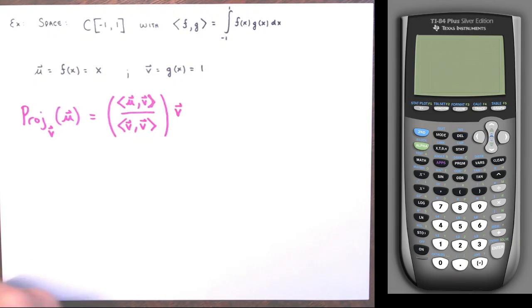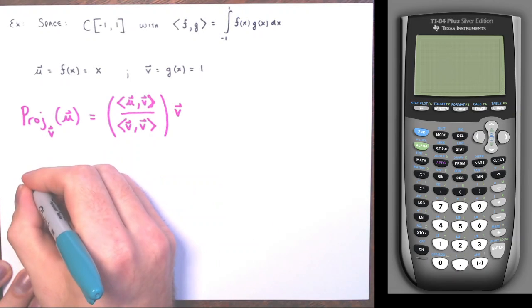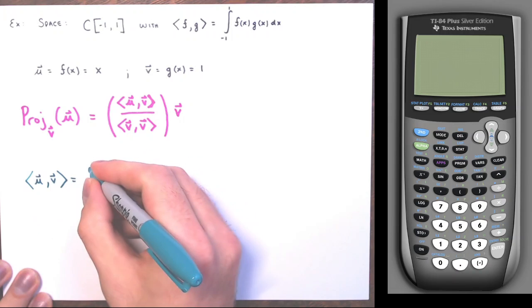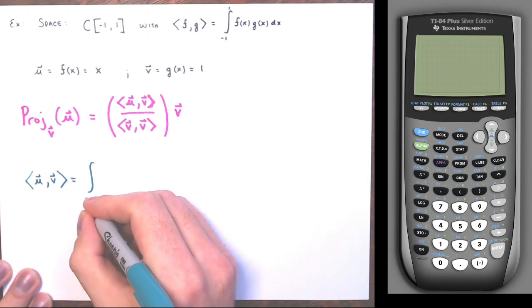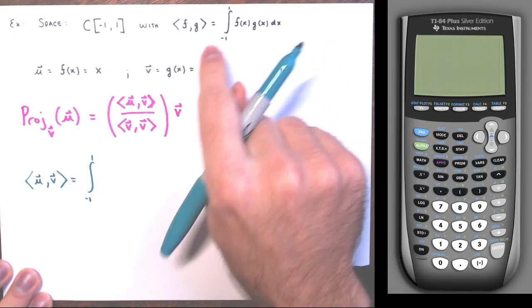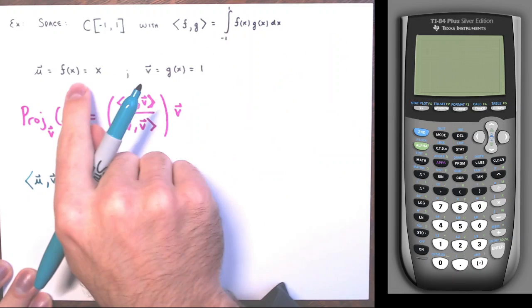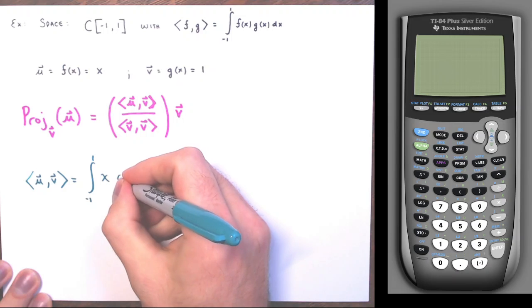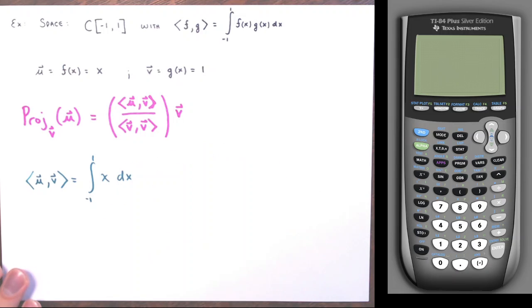So what are these inner products? What's the inner product of u with v? Always pay attention to how the inner product is defined. It's the integral from negative 1 to 1 of the product of u and v, which are x and 1. So just x times 1. So the integral from negative 1 to 1 of x dx. And this is just 0.